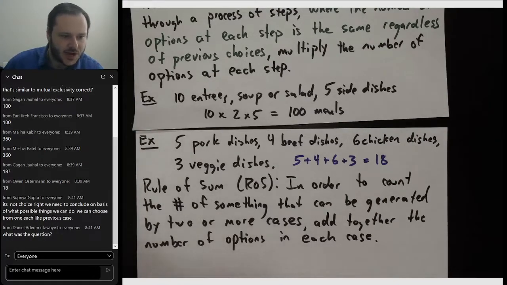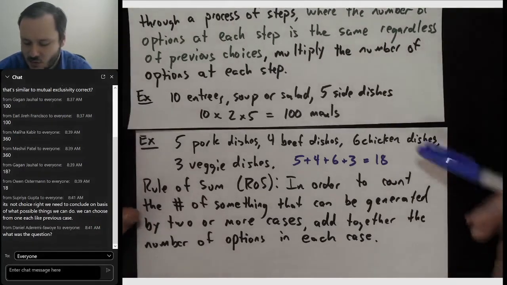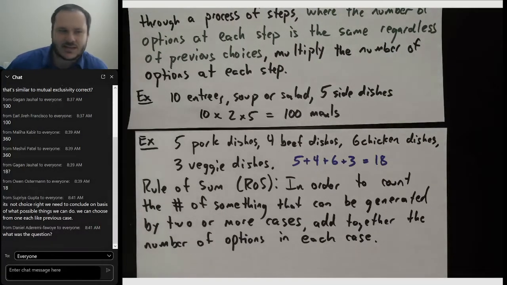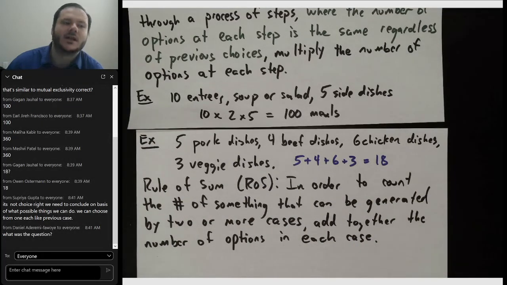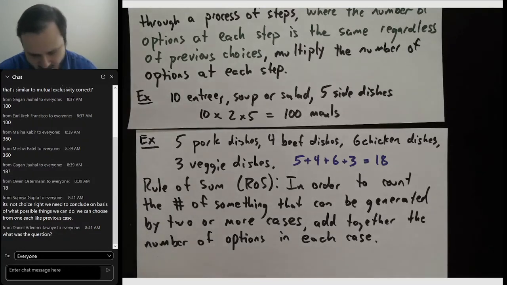So, okay, question from chat. It's not choice, right? We need to conclude on the basis of what possible things we can do. We can choose one from each. Yeah, okay, so we're getting at a good point in that when I'm writing these examples, I'm not really writing down the question. And in this case, I intentionally didn't write down the question because I wanted to mislead you. I wanted somebody to multiply these numbers together and then say, okay, but that's not what I meant. Obviously, no, maybe not obviously. Hopefully, obviously, when it comes time to ask you a question on a test or a quiz, we'll make the question very clear.